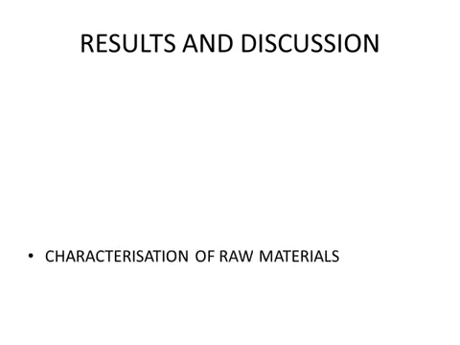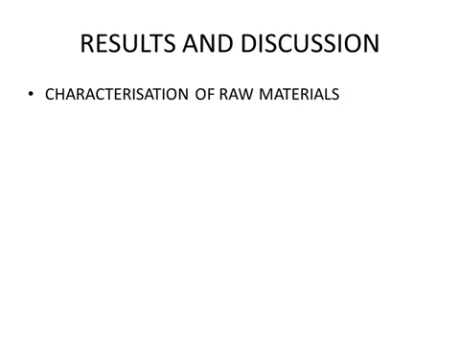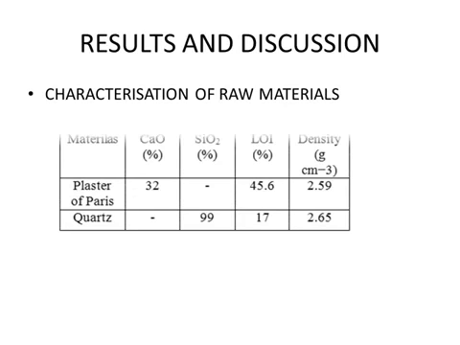Coming to results and discussions, let us first consider the characterization of raw materials. The raw materials used are plaster of Paris and quartz. The calcium oxide content in plaster of Paris is 32% and the silica content in quartz is 99%. The loss on ignition of plaster of Paris is 45.6% and for quartz it is 17%. The density of plaster of Paris is 2.59 gram per centimeter cube and for quartz it is 2.65 gram per centimeter cube.